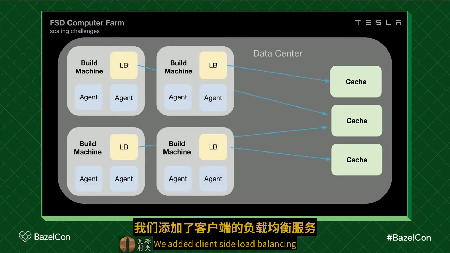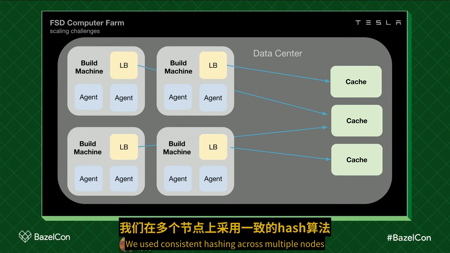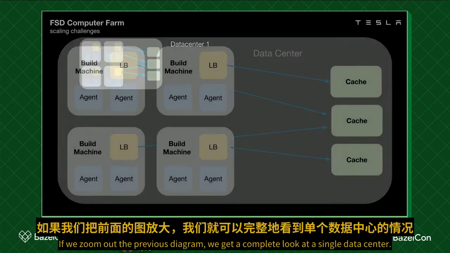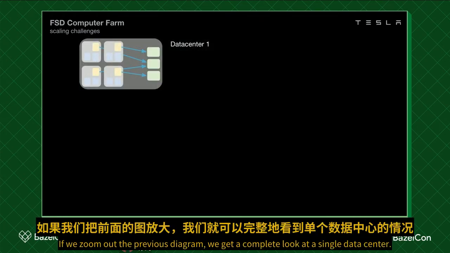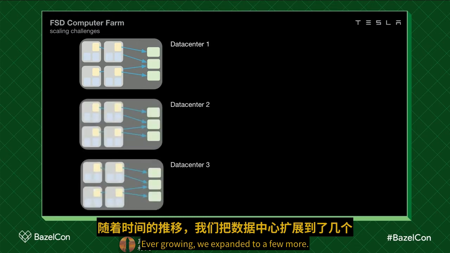We added client-side load balancing and intentionally thought about our data center network topology to eliminate this bottleneck. We used consistent hashing across multiple nodes to ensure that we had cache hits within a single data center. If we zoom out the previous diagram, we get a complete look at a single data center. Ever growing, we expanded to a few more.